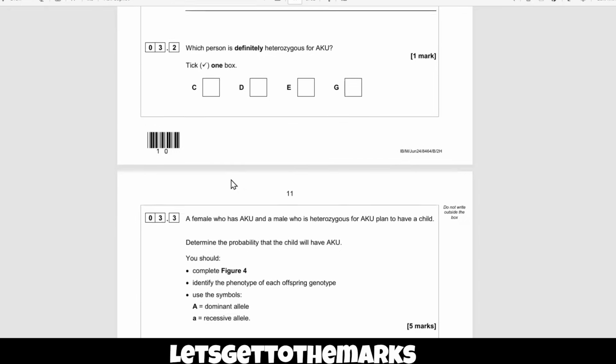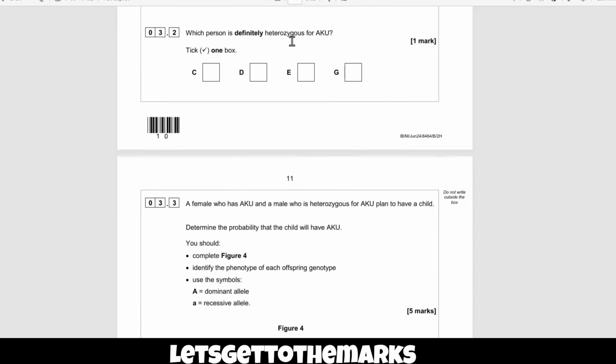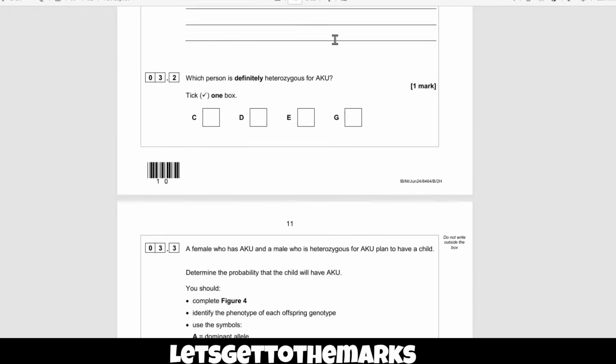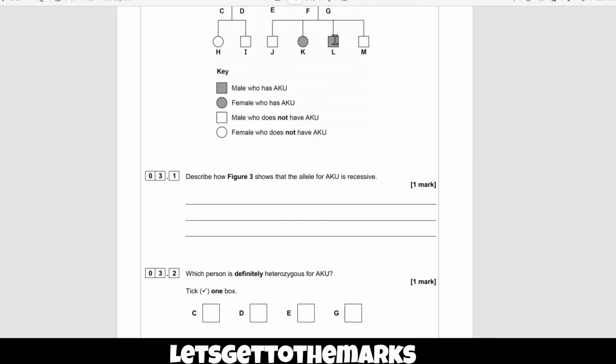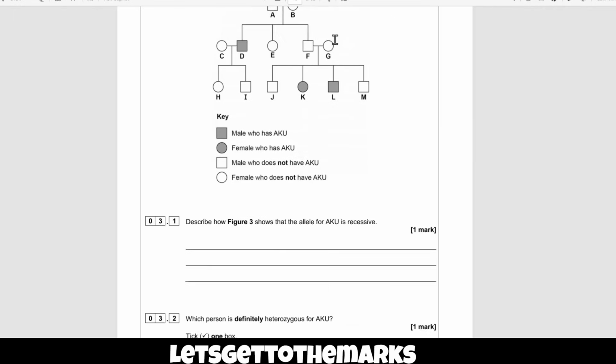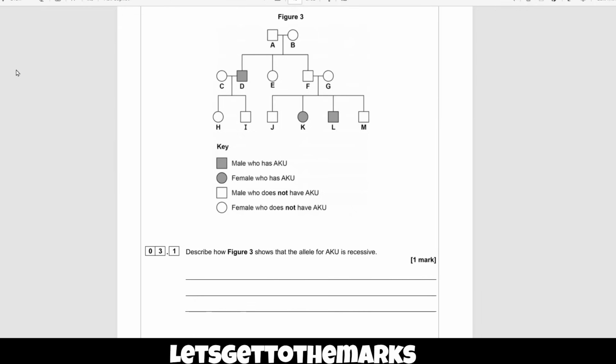Which person is definitely heterozygous for AKU? Well, we know A and B must be heterozygous for AKU, but let's check out C, D, E, and G. Again, we can't tell with C. They've given the options C, D, E, and F. Let me go along and explain it to you. You might want to pause the video, have a go, and guess which one is heterozygous. Now I'll explain it. Okay, well, H and I don't have the disease.